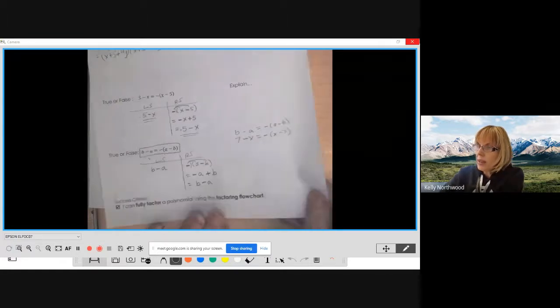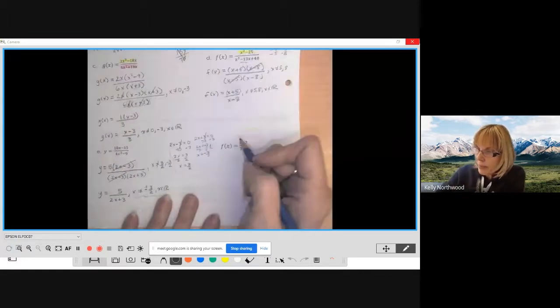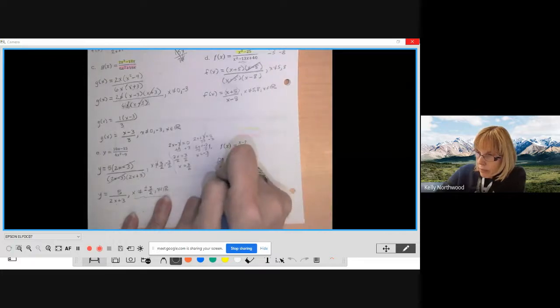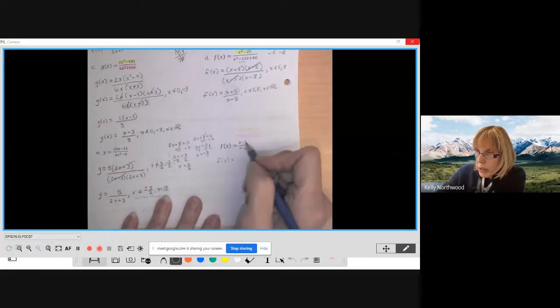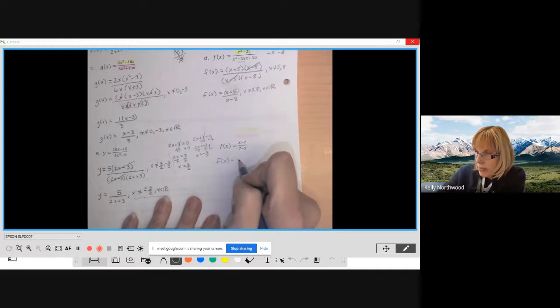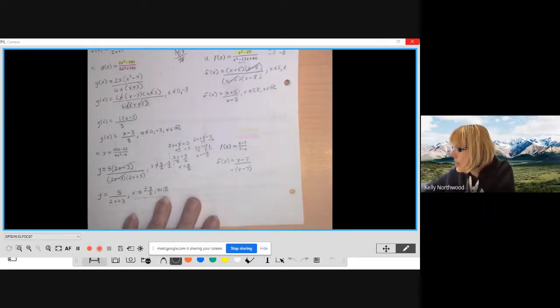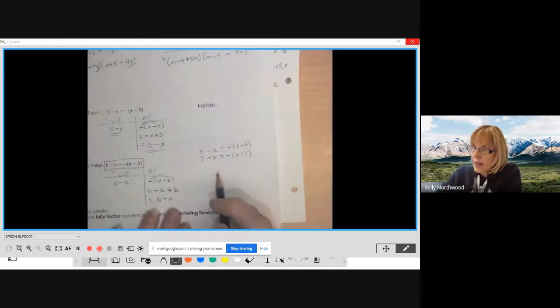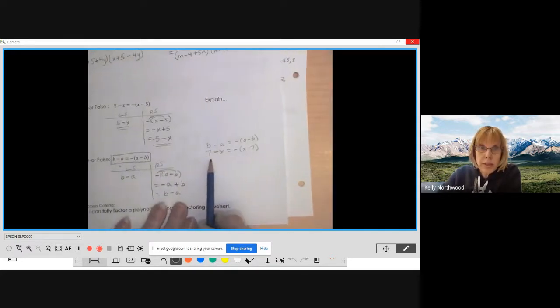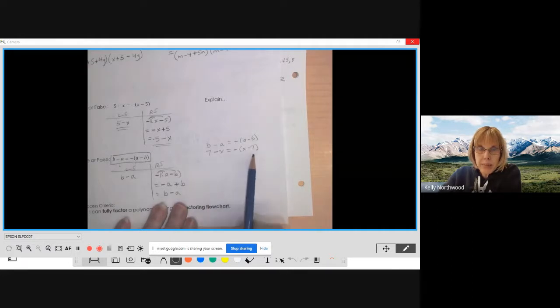So we're going to use that to rewrite the bottom, or the top. We could use it to rewrite the top just as easily. So I can rewrite the bottom as negative x minus 7. Okay, remember we just showed why here. So it follows this rule. b minus a is the same as negative a minus b. 7 minus x is the same as negative bracket x minus 7.